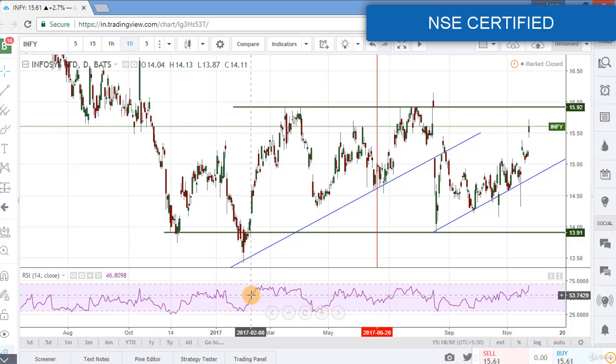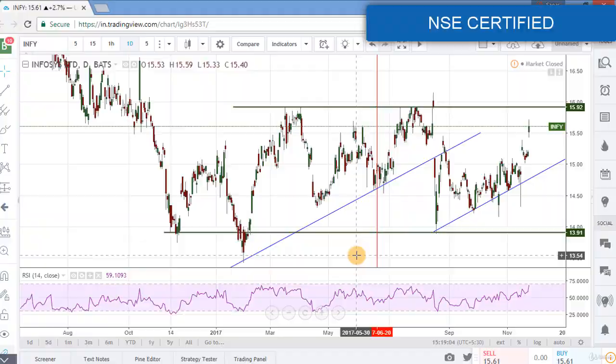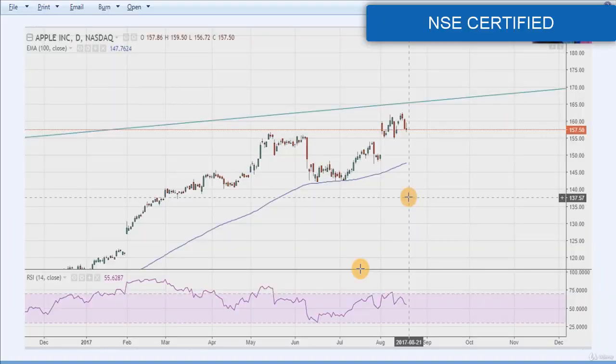So we can make use of RSI in this range. Whenever RSI is touching or facing resistance at this 70 line, we can sell the stock. And when RSI is touching this 30 level, we can buy the stock. In my first live analysis of Apple Incorporation on 20th August, I said not to buy the stock at that level because it was an in-between trade and there was also a negative divergence on RSI.